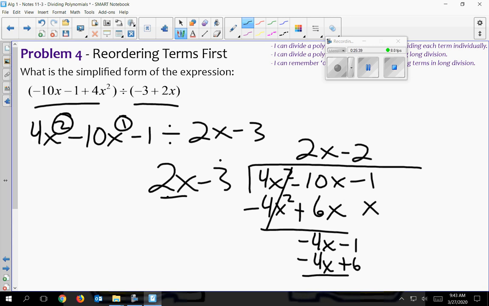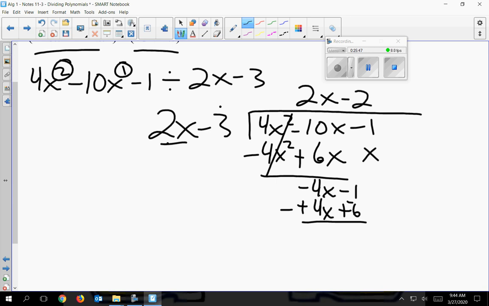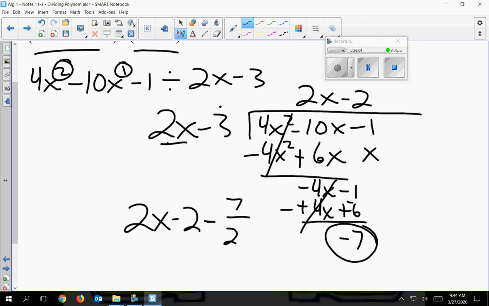I'm going to go ahead and subtract that. That's going to change this sign and that sign. So that's going to get me a negative, these will cancel out, sorry. That'll give me a negative 7. Okay. So my answer is 2x minus 2 minus, because this is negative, 7 over 2x minus 3. Okay.